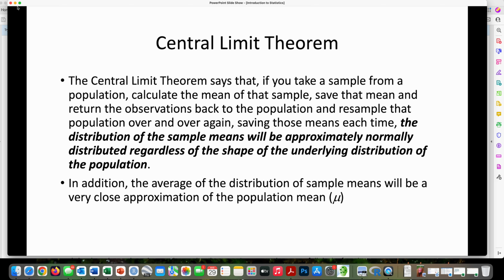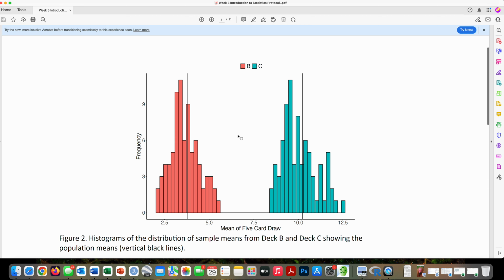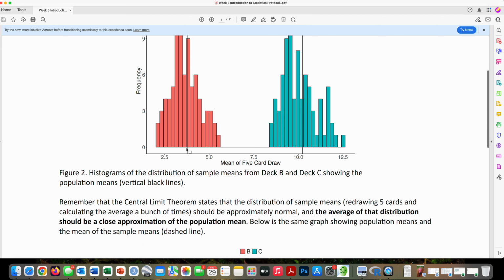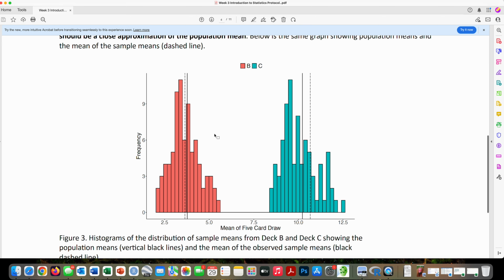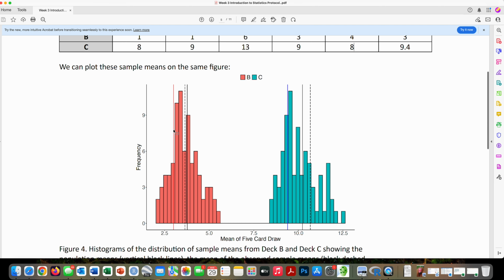And once again, if you go back to the protocol, you can see there's the population mean. The dotted lines here in figure 3 represent the average of the sample means. And then I go on and say, okay, the first 2 draws of 5 cards that I made out of each of these decks, the raw data are here. It produced a mean of 3 and a mean of 9.4. And we've got those plotted here, the red line here and the blue line here.